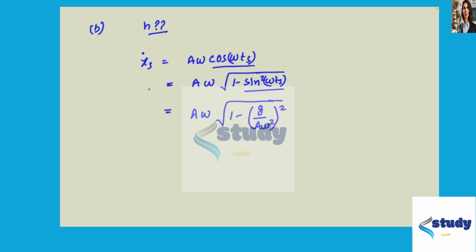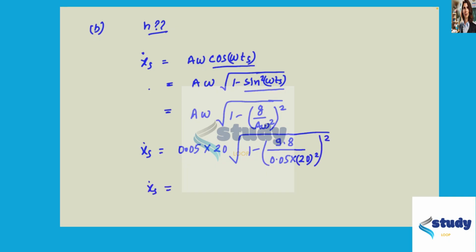Now substituting the values, x dot s will be equal to amplitude A, which is 5 centimeter, that is 0.05 meter, omega, which is equal to 20 radian per second, and under root of 1 minus g, which is 9.8 meter per second square, over amplitude 0.05 and omega 20, this whole square and this complete square. So from here x dot s will be nearly equal to 0.871 meter per second.